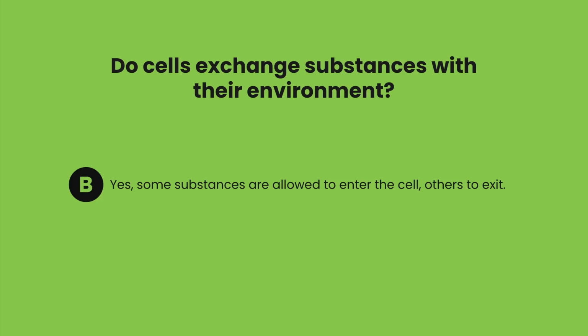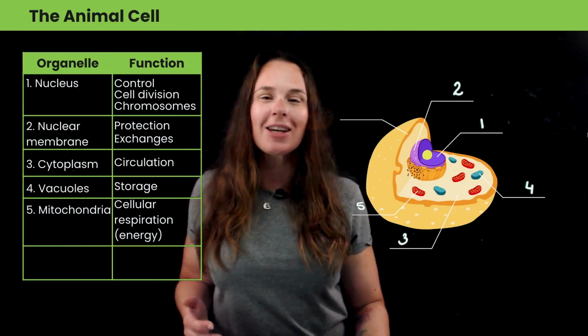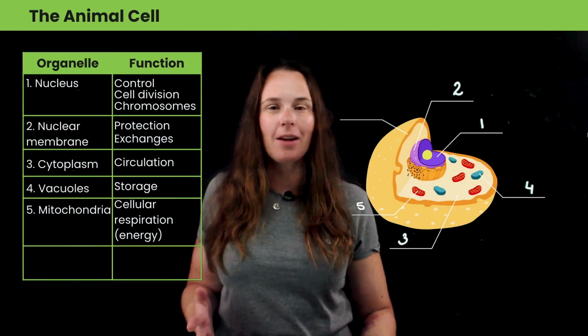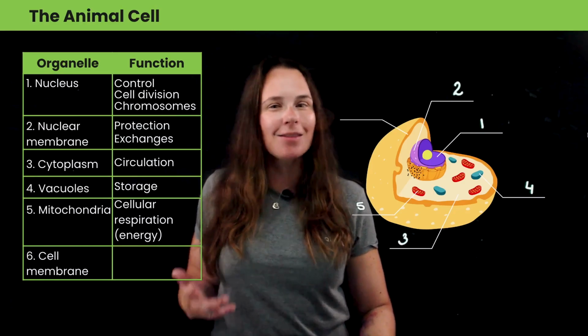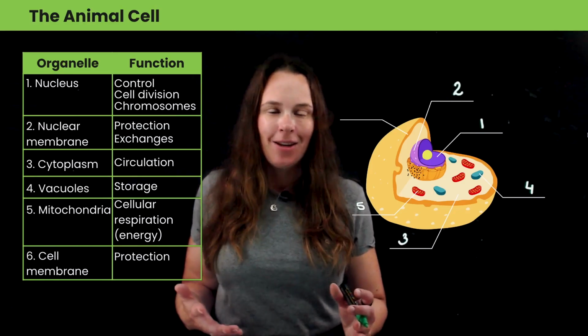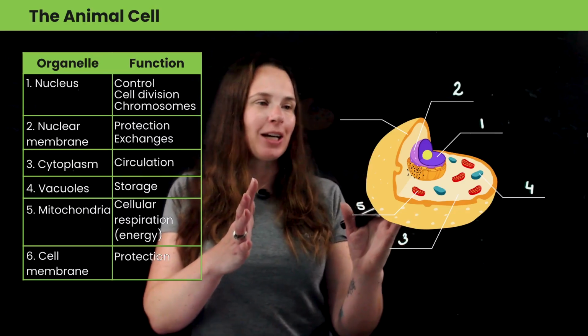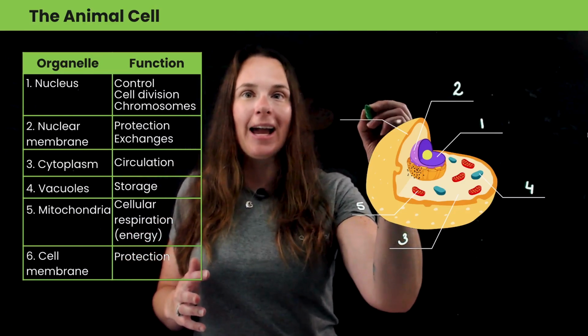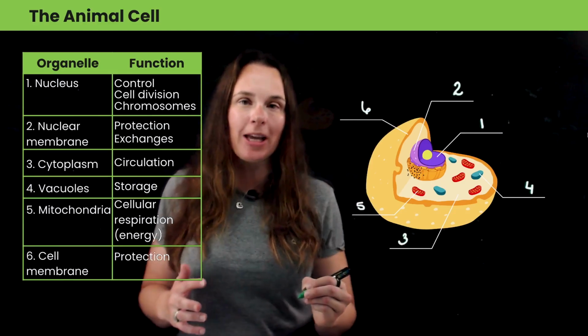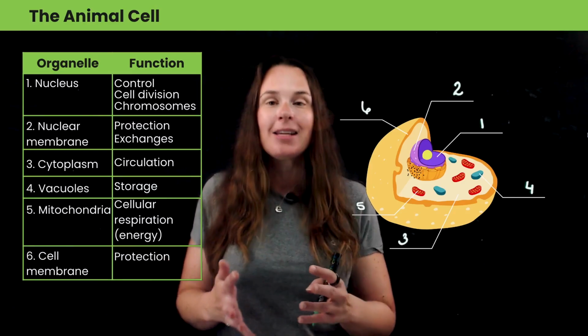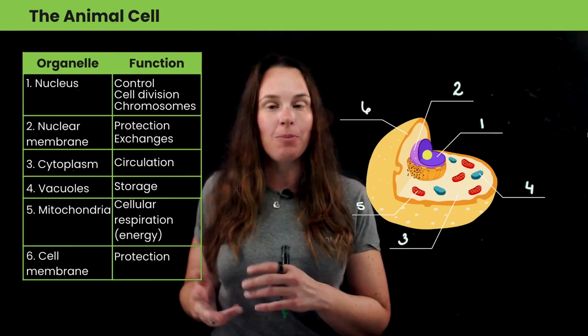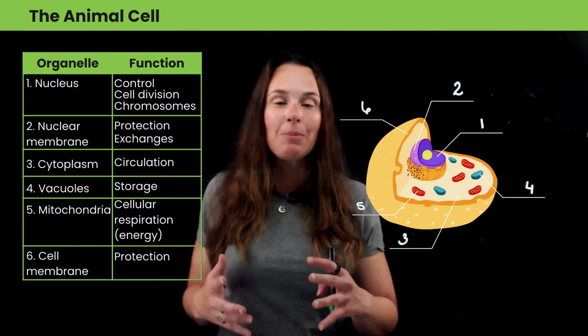Let's take a look at the last important organelle to understand this answer. So let's take a look at what's holding the whole cell together. It's called the cell membrane. And the cell membrane is like the skin of the cell. It protects it. And so if I look at my animal diagram here, my animal cell, I have number 6. It's our last blank. And so the animal cell has a cell membrane. And like the nuclear membrane that we talked about earlier, it is semi-permeable.